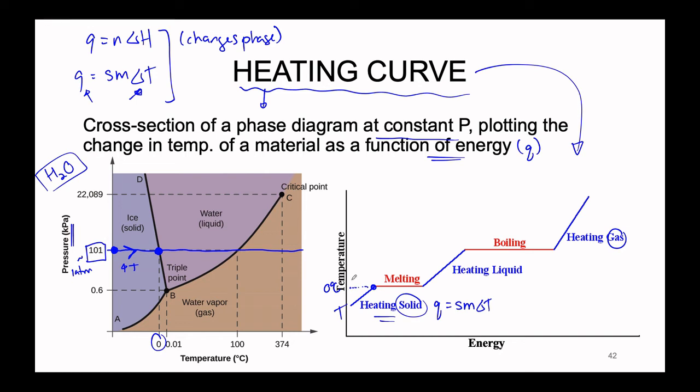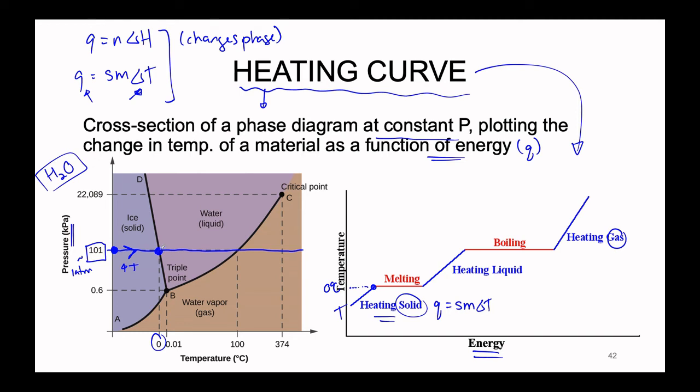Now what's pretty awesome is we can see that as we continue to put in energy to melt our solid ice, the temperature does not change, right? It's a flat line, meaning that temperature remains constant. This is true on the phase diagram as well.